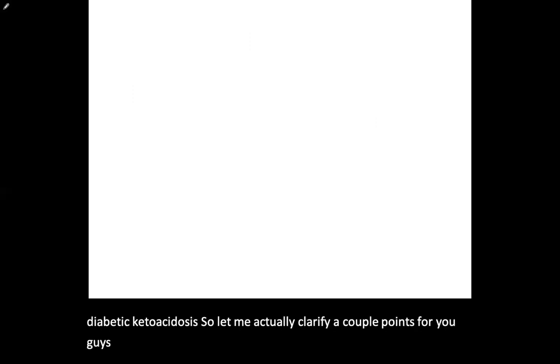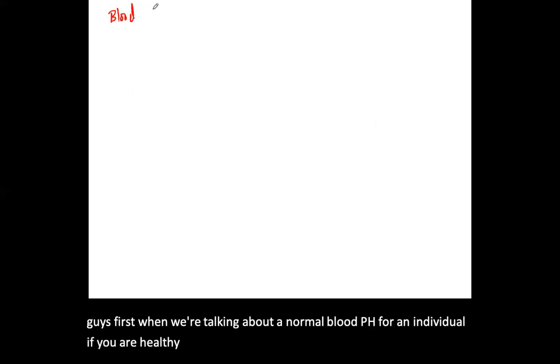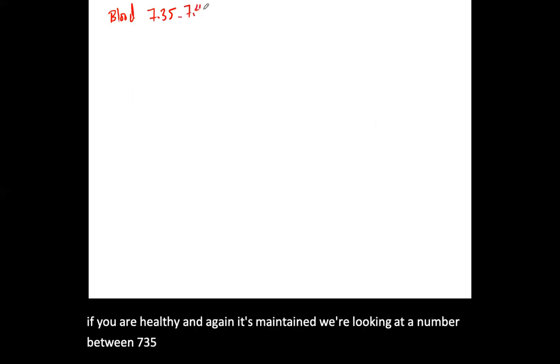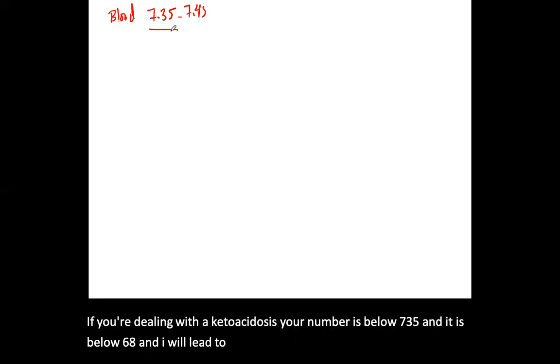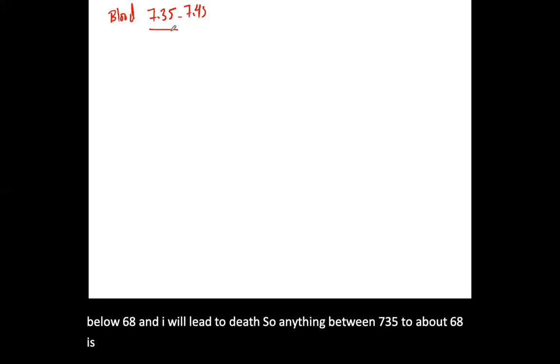When we're talking about a normal blood pH for an individual, if you are healthy and it's maintained, we're looking at a number between 7.35 and 7.45, which puts that on a slightly basic scale. If you're dealing with ketoacidosis, your number is below 7.35, and if it's below 6.8, that will lead to death. So anything between 7.35 and about 6.8 is identified as acidosis.